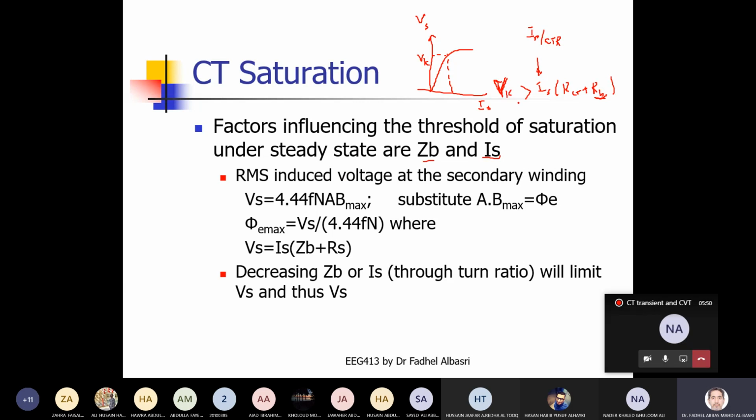So what is this Vs or Vk? This is the voltage class. This is the voltage at the secondary. What you know from machine school: have you got this before? Do you know this equation from the machine course?